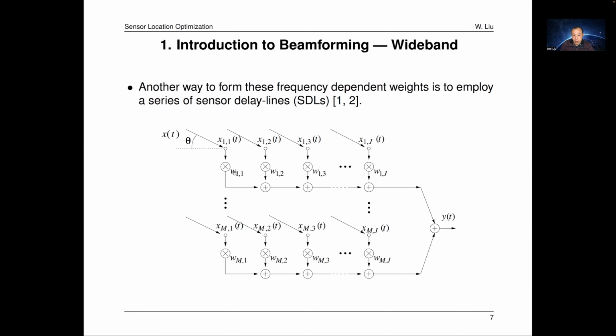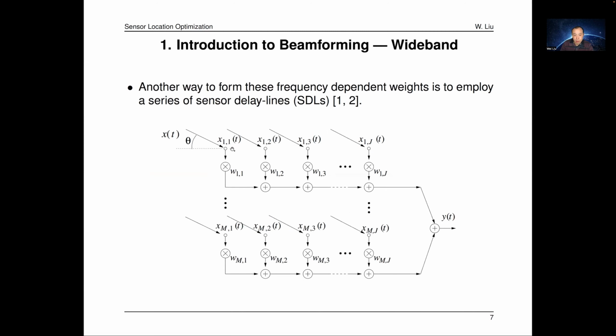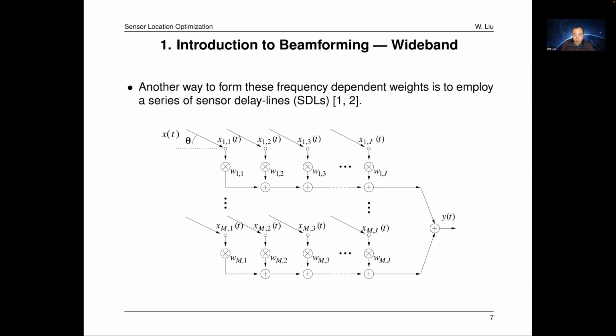So in these two structures, this part is performing a frequency dependent response. You can design the coefficients to achieve this frequency dependent response here. But there's a difference between this structure and this structure, right? Because in this structure, the delay is fixed. No matter which direction the signal comes from, you have a fixed delay between adjacent taps. But for this sensor delay line structure, the delay between adjacent taps depends on the direction of the signal. So they have different performance, but the idea is the same. We are trying to achieve a frequency-dependent response, W(omega). So that's the wideband beamforming structure.